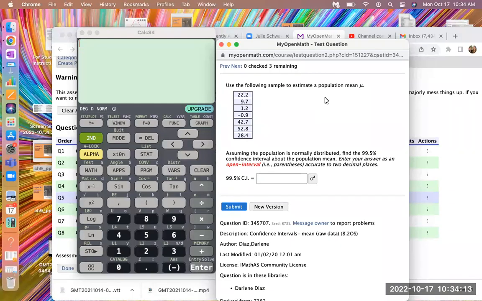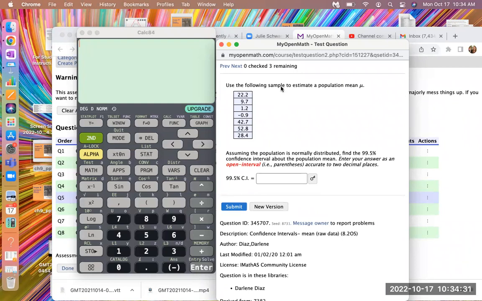All right, I'm doing this video so that you can see how to estimate the population mean using a confidence interval. If you were given raw data, that's how you would do this problem. So let's read the problem.